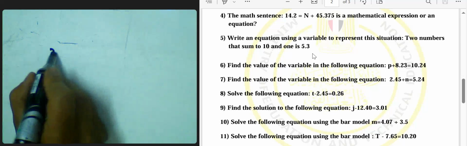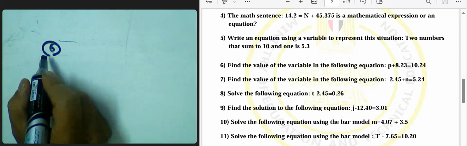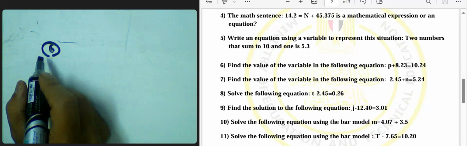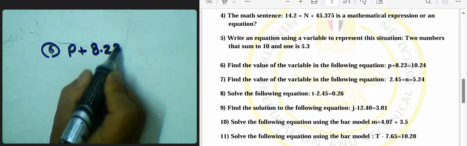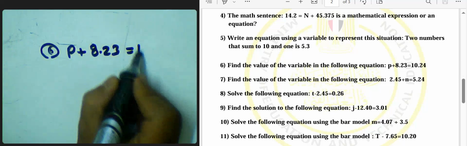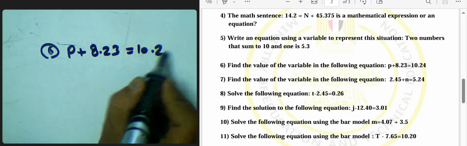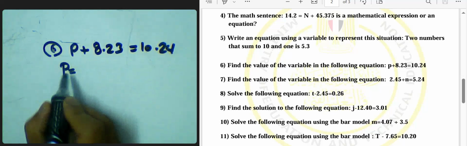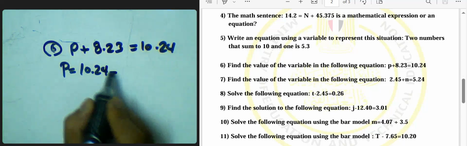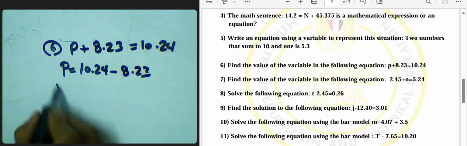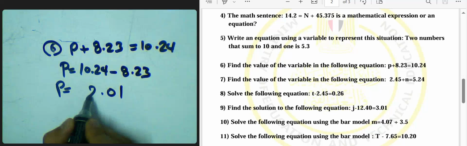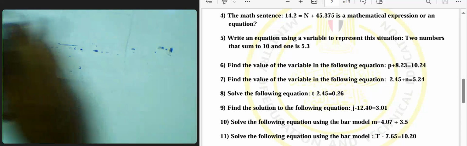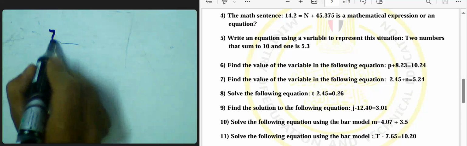تمام؟ طيب question اللي بعده number 6. Find the value of the variable of the equation B plus 8.23 equal 10.24. عشان نجيب البي نعمله ماينس: 10.24 subtract by 8.23. 4 minus 3 it will be 1 and 2 minus 2 0 and 10 minus 8 equal to. Then the result will be 2.01.